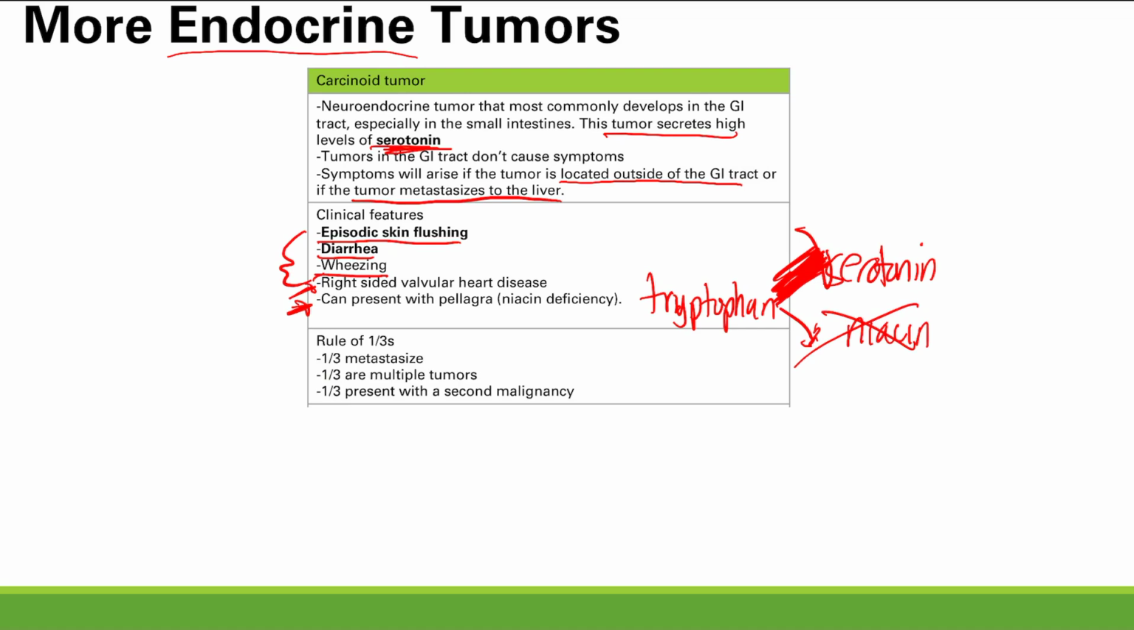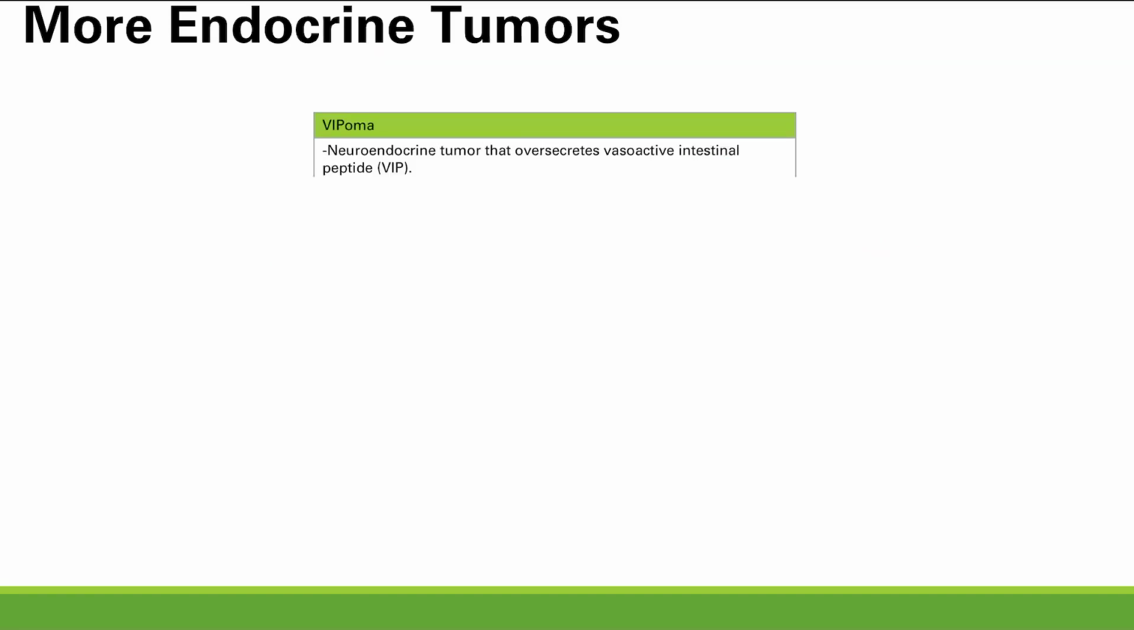There's a rule of thirds that you want to know. 1/3 metastasize, 1/3 are multiple tumors, 1/3 present in conjunction with a second malignancy. Now, the way we diagnose a carcinoid tumor is you check for 5-HIAA levels in the urine. And that's because 5-HIAA is a metabolite of serotonin. Serotonin is metabolized into this in the liver and the lung by monoamine oxidase. Okay, so you check for 5-HIAA in the urine. If it's increased, you know it's a carcinoid tumor. And that's it.